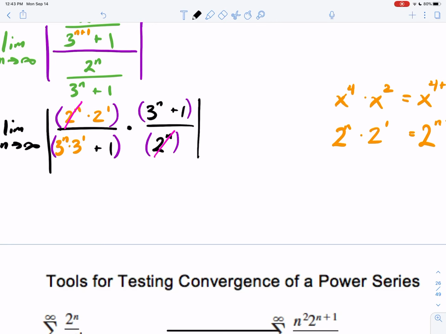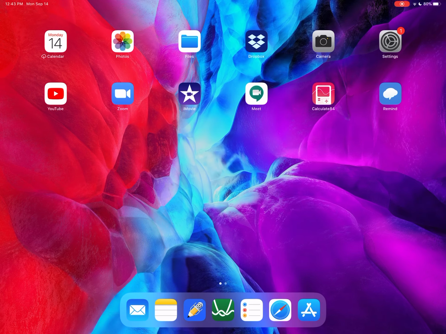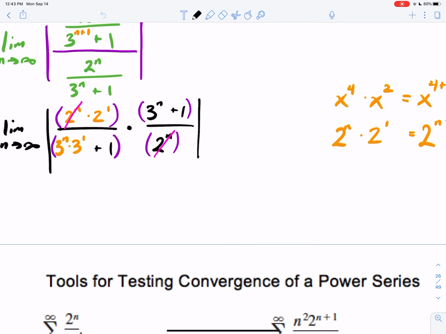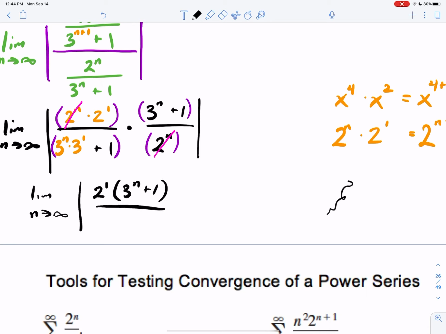Am I crazy? Let's jump out of this. Let's try one more time. Okay, here we go. So we take the limit as n goes to infinity. Now we have 2 to the 1st times 3 to the n plus 1 all over 3 to the n times 3 to the 1st plus 1.